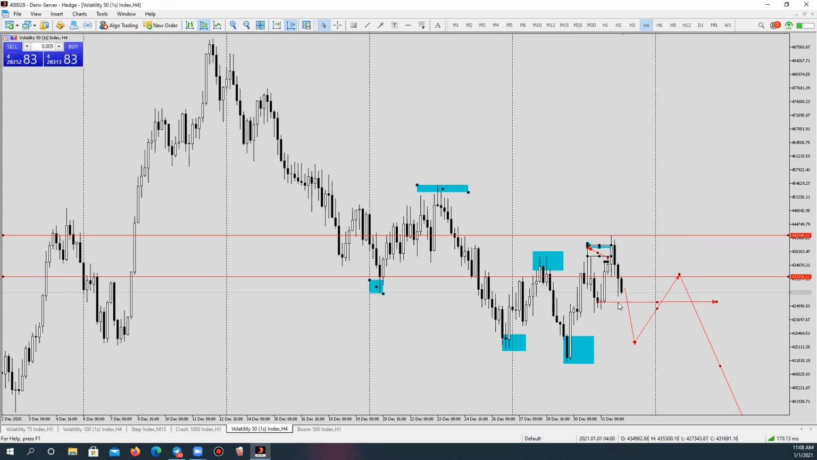Now, if this impulsive movement, if market takes out this low point here, then I'm going to wait for a pullback. If it holds, then from here, market is going to buy again. So market is going to buy again. Then from the buy, we're going to come down again. Then we continue.